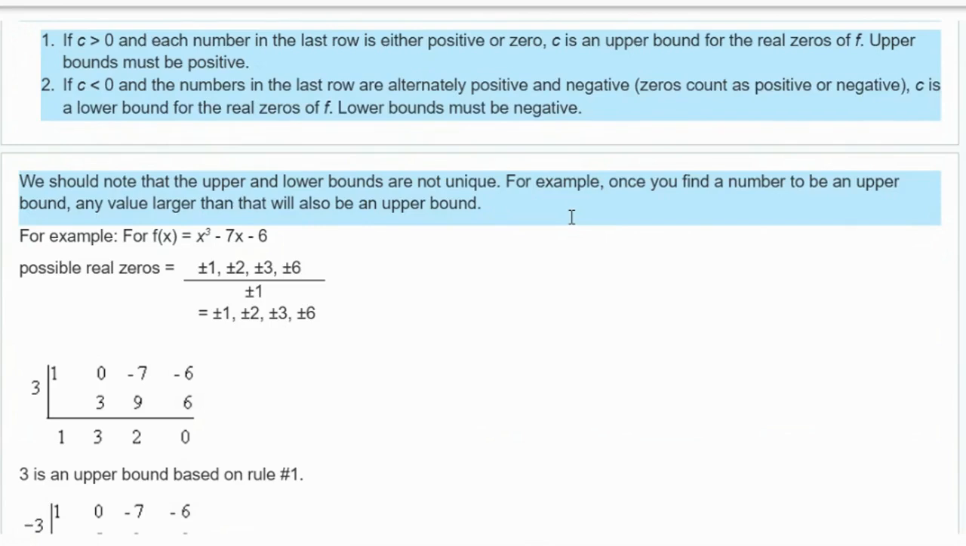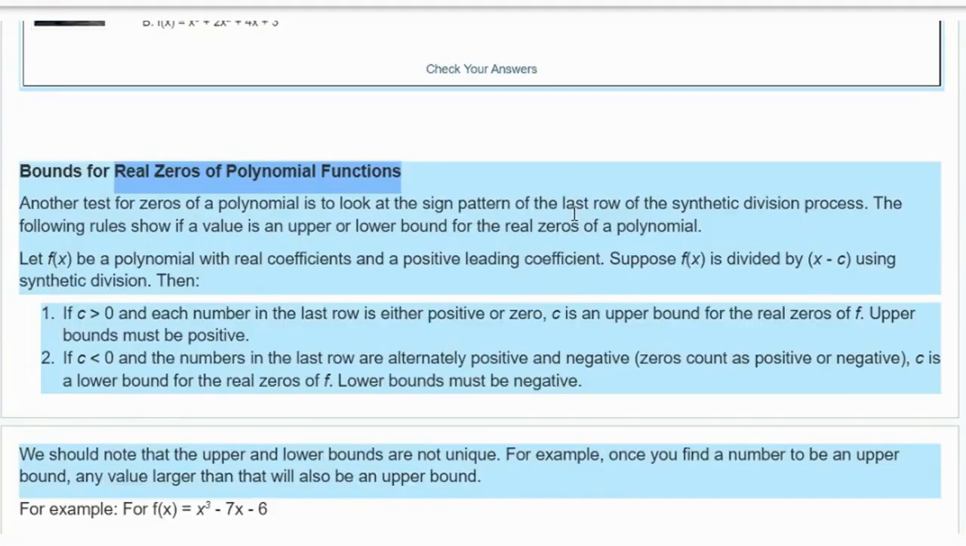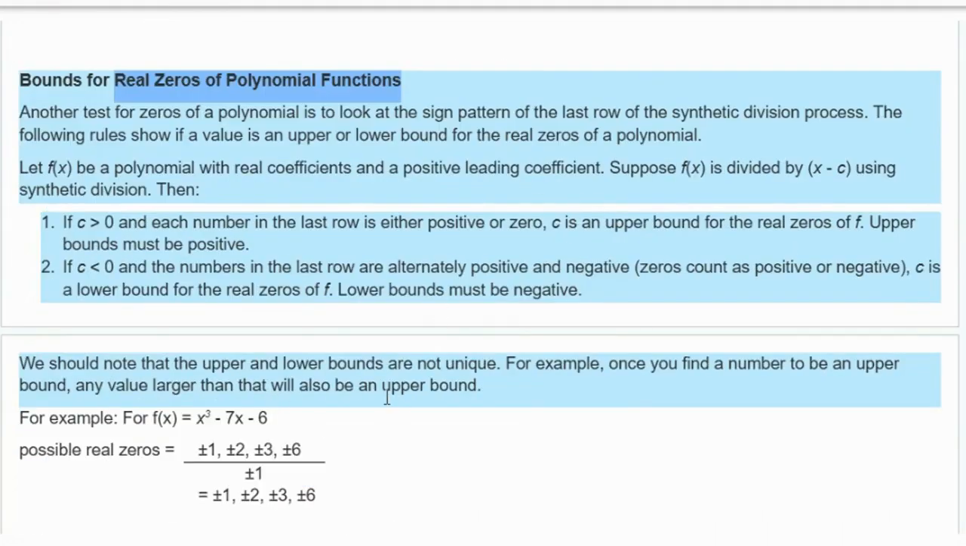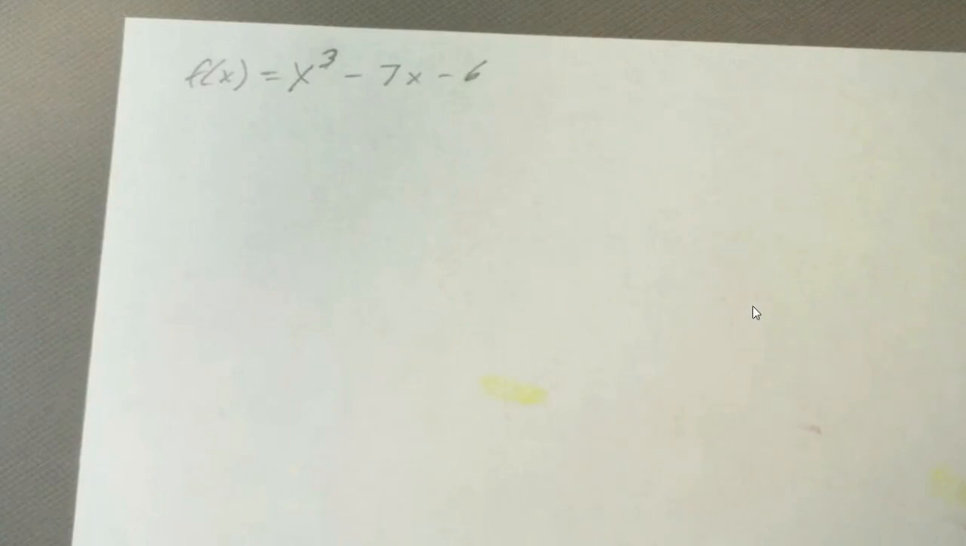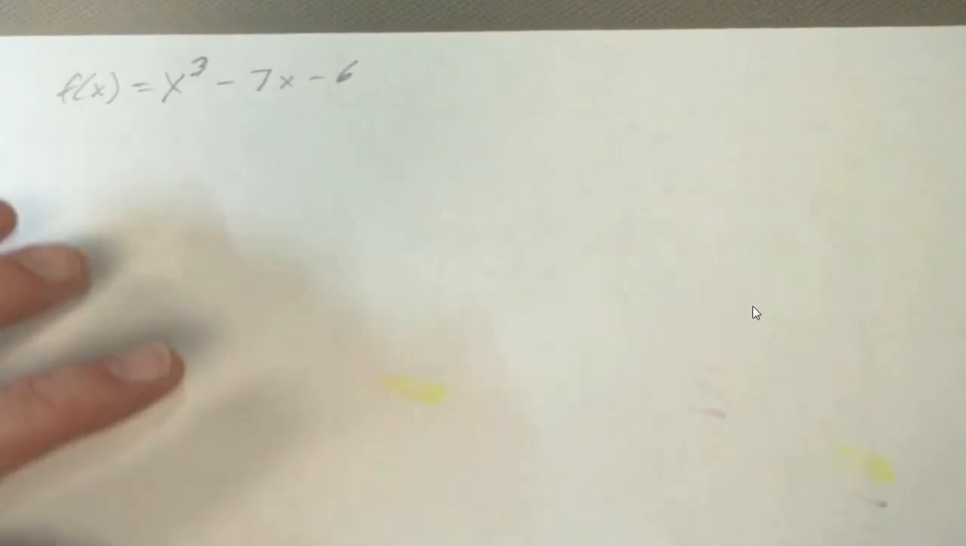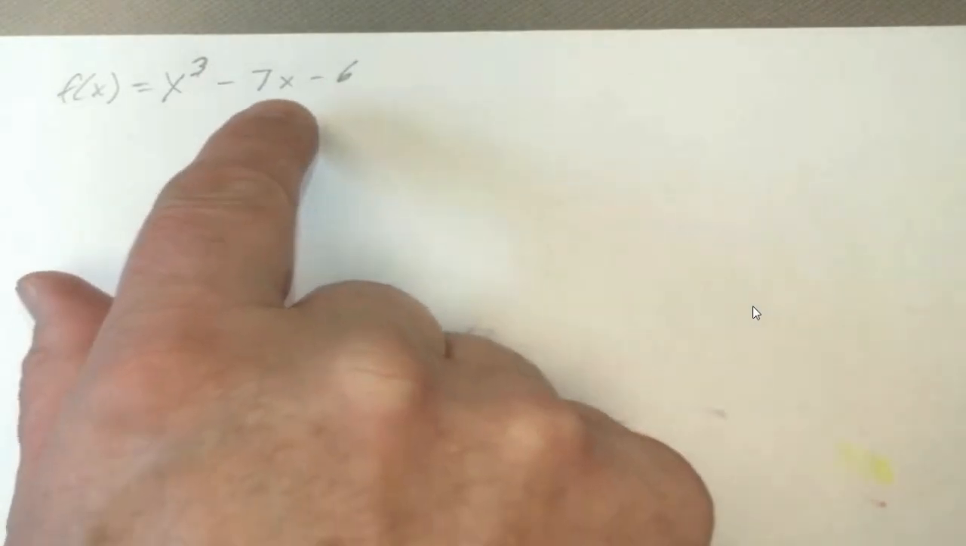So we're going to work through an example here. We're going to take this x to the third. We'll turn this paper over and go through this. What is this talking about, upper bound? We're just going to walk through this, and then we'll talk about how the upper bound works. So if I have this equation, x to the third minus 7x minus 6.